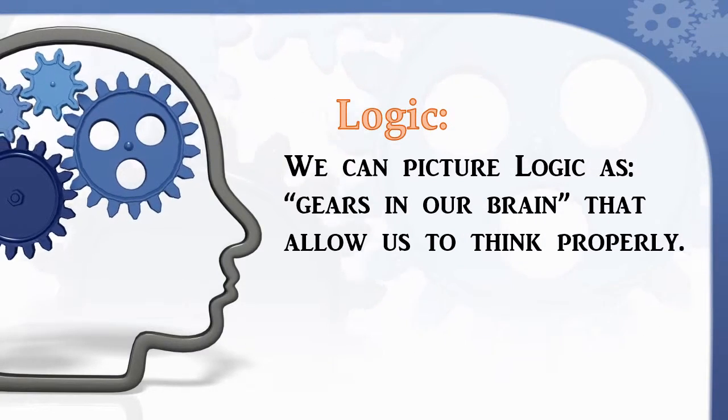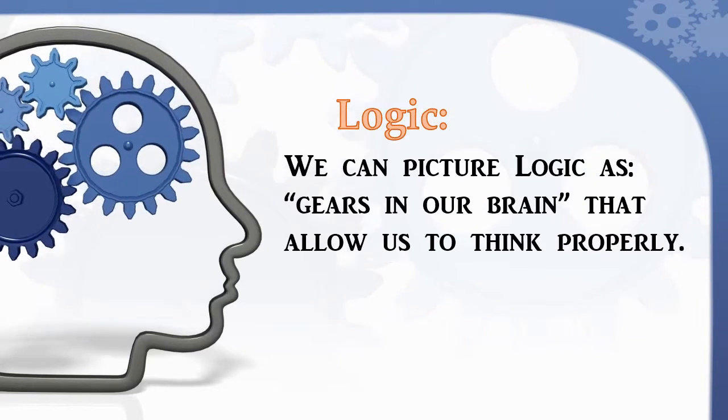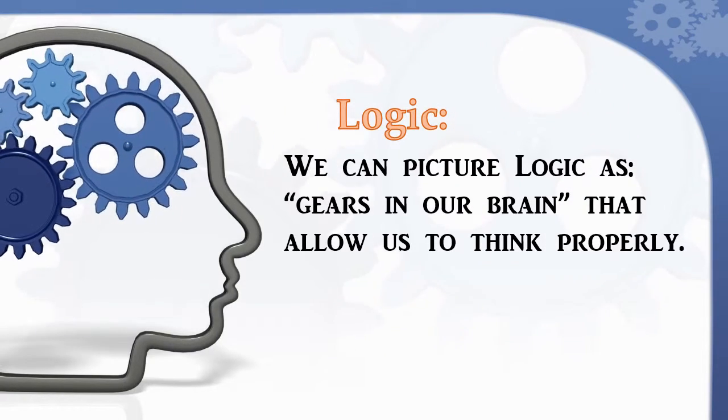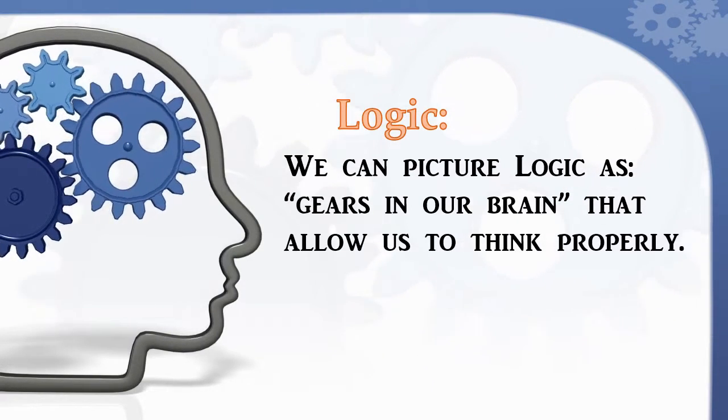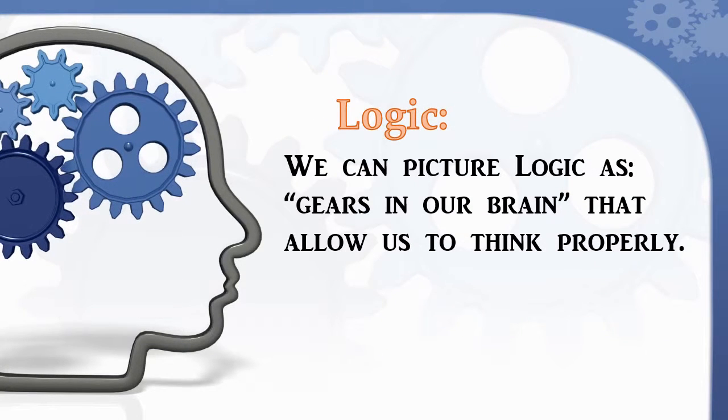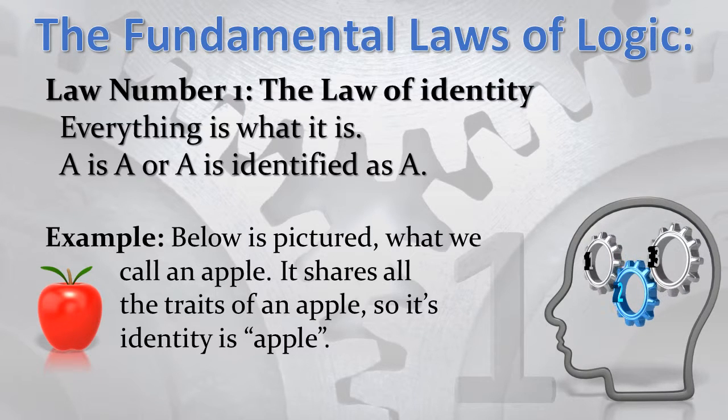We can picture logic as gears in our brain that allow us to process ideas properly. Once we understand the three basic principles of logic, we can recognize and avoid the common pitfalls of foolish or illogical thinking that we will learn about later, called logical fallacies. The first law of rational thought and discussion is called the law of identity.